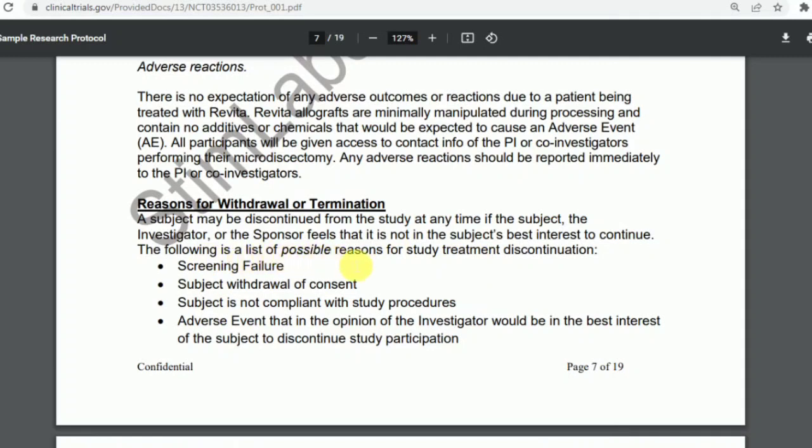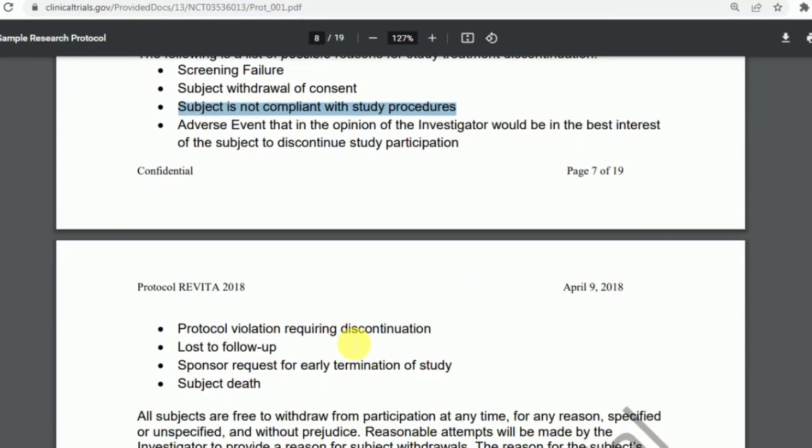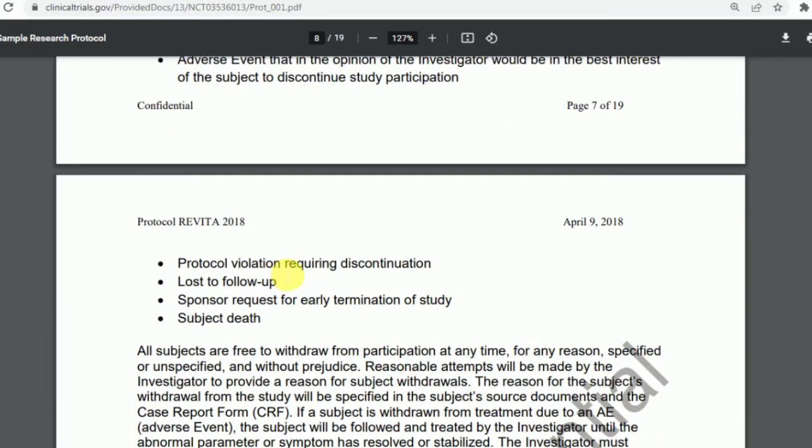So the following is a list of possible reasons for a study treatment discontinuation. The first is screening failure. The second is subject withdrawal of consent. Third, subject is not compliant with the study procedure. Adverse event that in the opinion of the investigator would be in the best interest of the subject to discontinue study participation. Protocol violation requiring discontinuation, loss to follow up, sponsor request to early termination of the study, and if the subject dies or the subject death is caused.